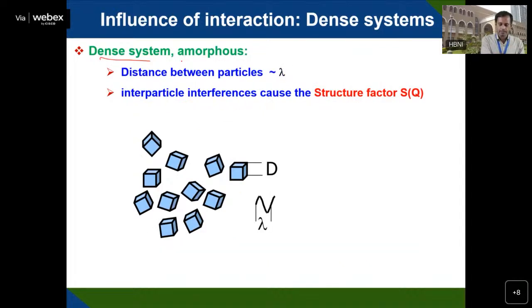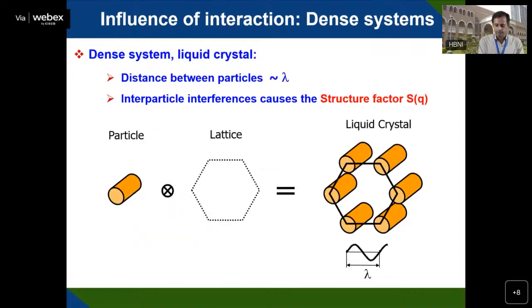But if you have a dense system, in that case you can see lambda is this much, and your particle distance is quite small. The distance between particles is equivalent to lambda. In that case the structure factor, the S(Q) parameter, will predominate, and you will get mainly interparticle interference rather than the shape and size of the particles. Like here you can also see a dense crystal, a liquid crystal, where the particles are arranged in a hexagonal lattice. Here lambda is this much, and the particle distance is almost equivalent to that, so you get mainly interparticle interference.